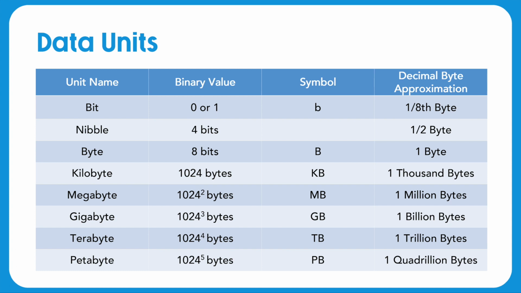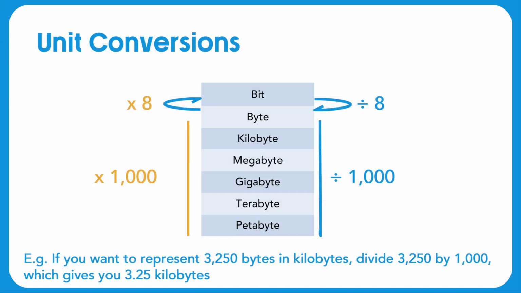You'll also need to know how to convert between these units for your exam. Luckily, this is pretty straightforward, as for the most part you can just simply multiply or divide by 1000. For example, if you want to convert 3250 bytes into kilobytes, then simply divide 3250 by 1000, which gives you 3.25 kilobytes. The only difference here is when converting between bytes and bits. As a byte is 8 bits, you need to divide or multiply by 8 to convert between the two of them.